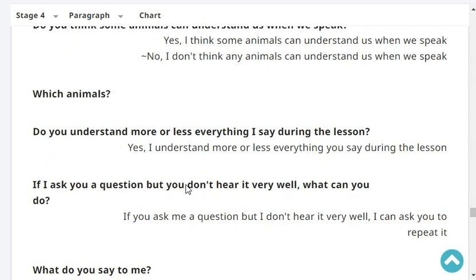Very good. Which animals? The dog and the cat. Okay. Do you understand more or less everything I say during the lesson? Yes, I understand more or less everything you say during the lesson.